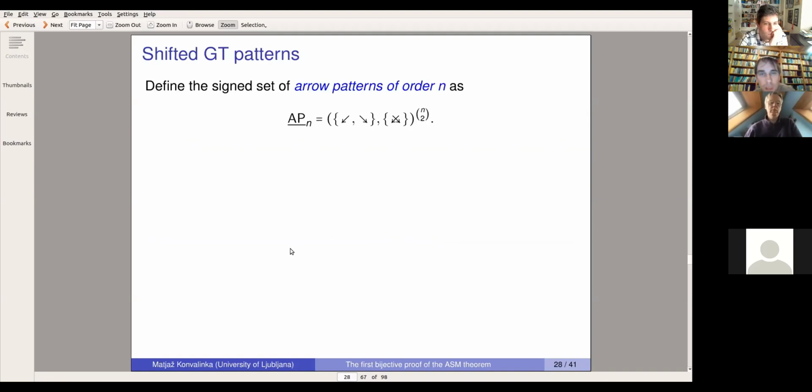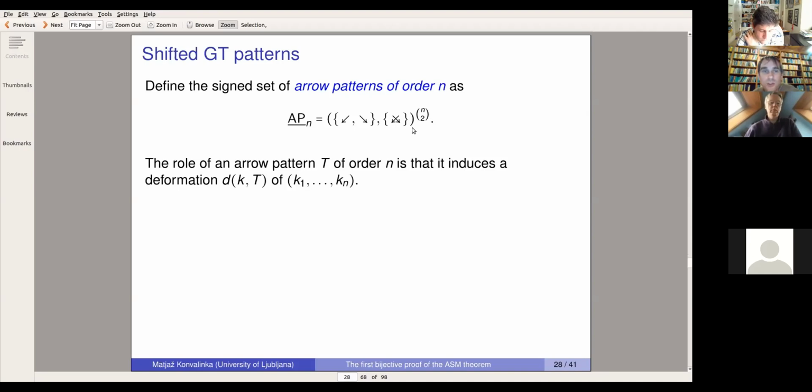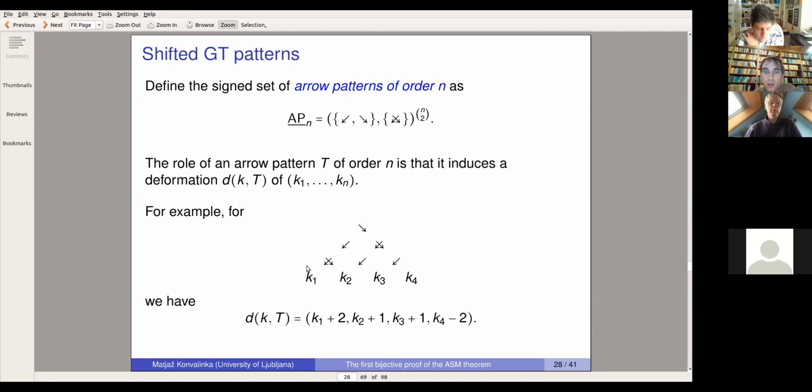Okay. So I mentioned arrow rows. What about arrow patterns? Well, arrow patterns are something similar. So again, you have arrows. Now they're pointing down, but now you have more of them. So you have n choose 2 of them. And the role is that they give me a deformation of this final row, K1 through K4.